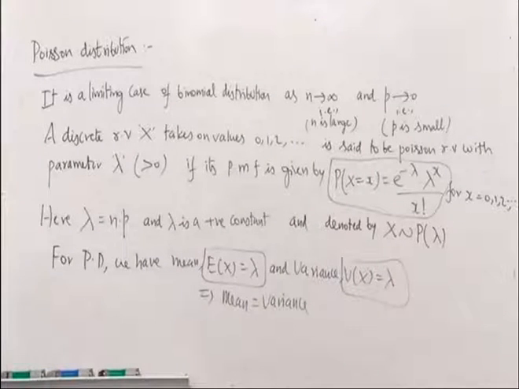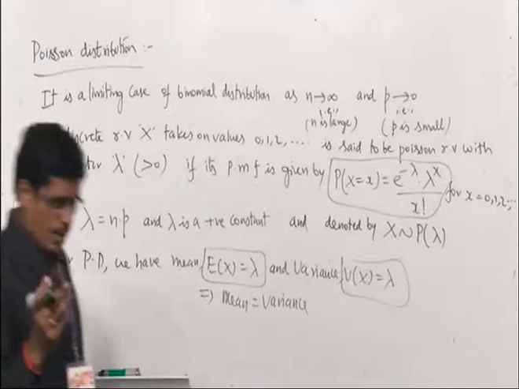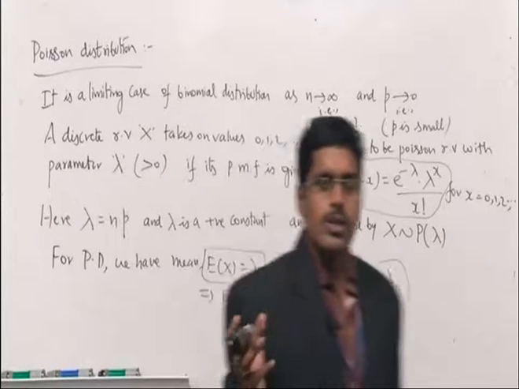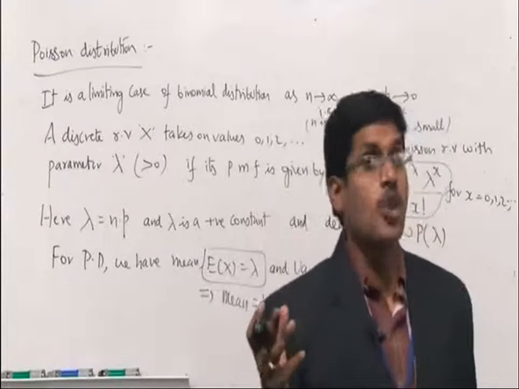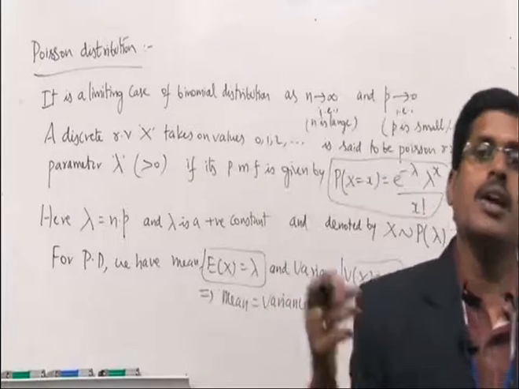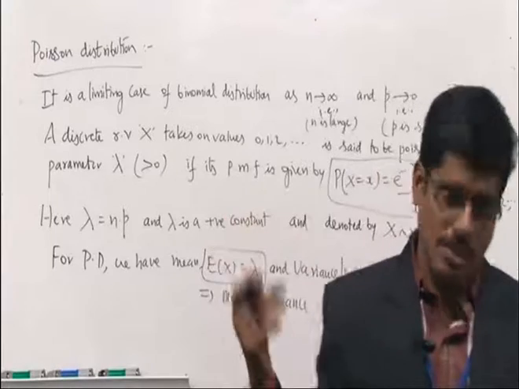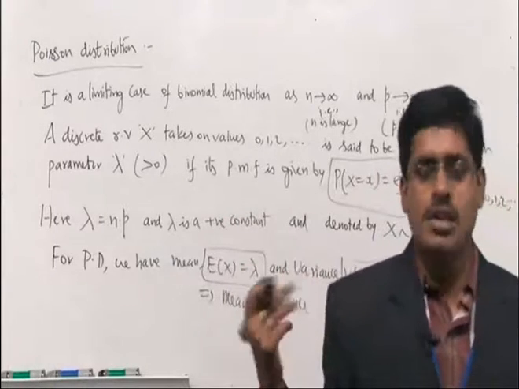That is, n is going large and p is very small. For example, probability is equal to 1%, that is 1 by 100, that is 0.01, a very small quantity, in 100 times or 1000 times, that is, n is large. In such cases, the Poisson distribution gives an accurate answer.